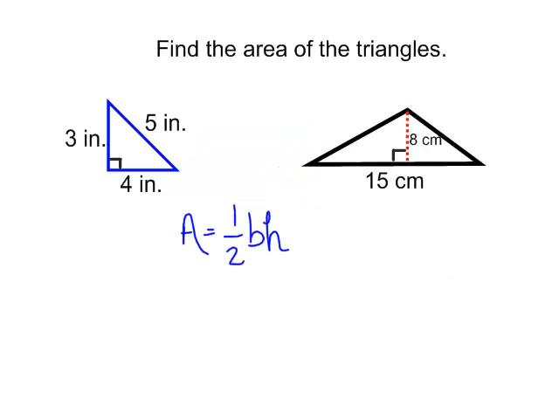Find the area of the triangles. I have a triangle that has sides 3 inches, 4 inches, and 5 inches. So which two sides do I use for my base and my height? I do notice this box that indicates these two segments are perpendicular. So the area of this triangle will be 1/2 times 3 inches times 4 inches, which will be 6 square inches.